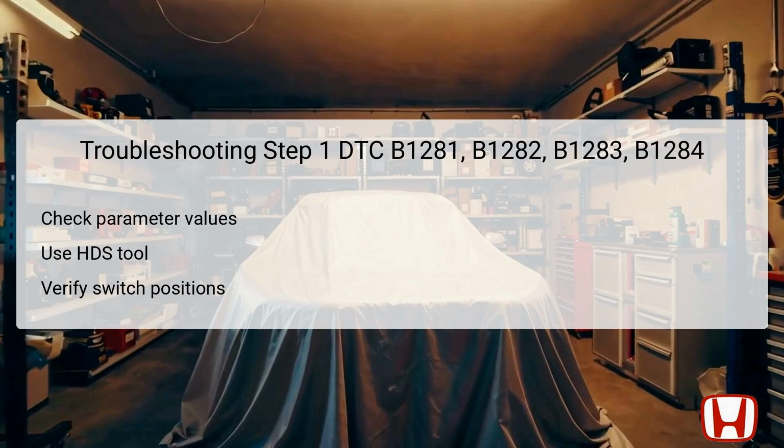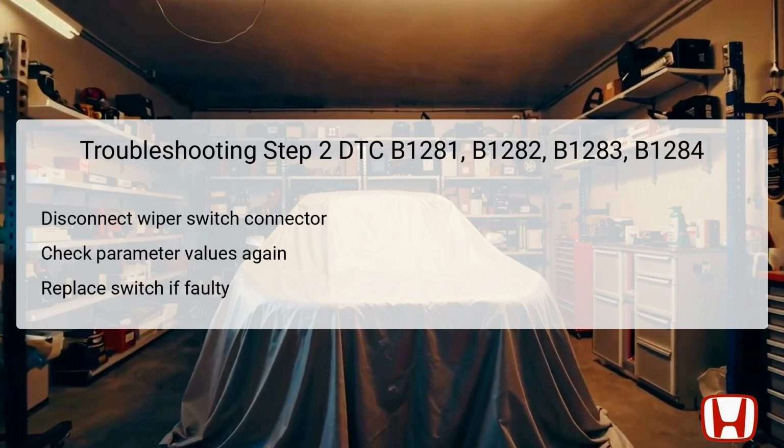However, if any data value is incorrect, it indicates a potential issue in the system, necessitating further investigation in Step 2. In this step, you will need to turn the vehicle to off lock mode and disconnect the windshield wiper washer switch 10P connector.